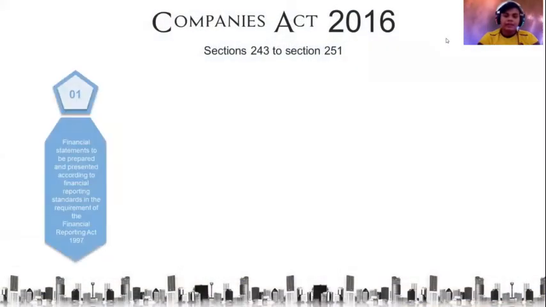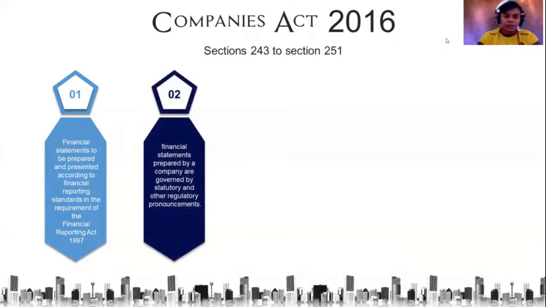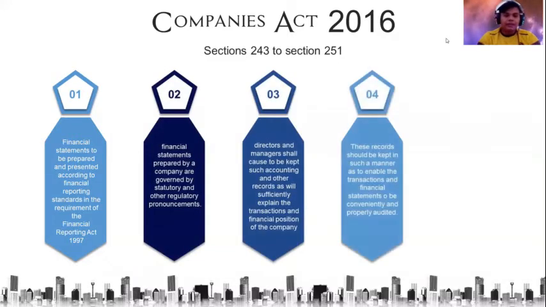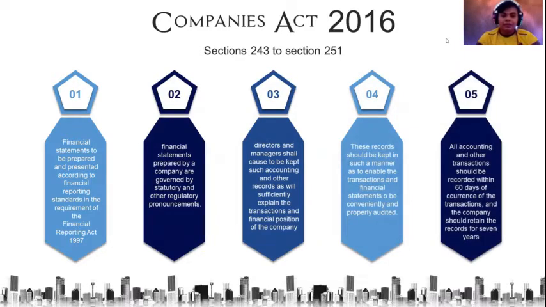Next is Section 243 to Section 251 in the Companies Act 2016. This states that financial statements are to be prepared and presented according to financial reporting standards. Financial statements should be governed by statutory or other regulatory pronouncements. And the directors should keep the accounting records in such a manner as to enable the preparation of financial statements to be convenient and properly audited.